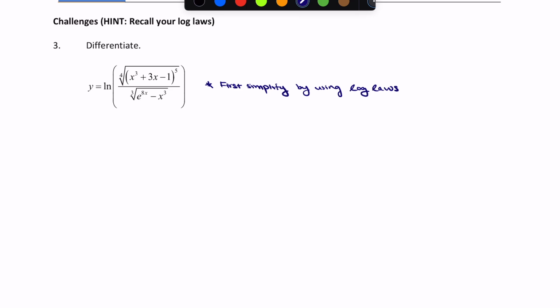Okay, so first thing we want to do again is rewrite this in exponential form and get rid of the roots. So the natural log, we can rewrite this as x cubed plus 3x minus 1 to the power of 5 over 4, over e to the power of 8x minus x cubed to the power of 1 over 3.